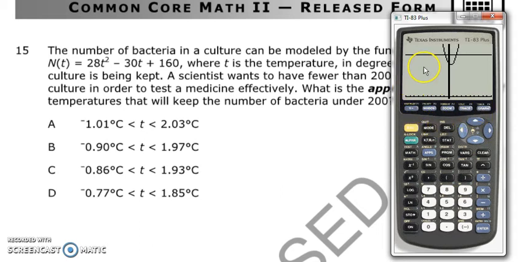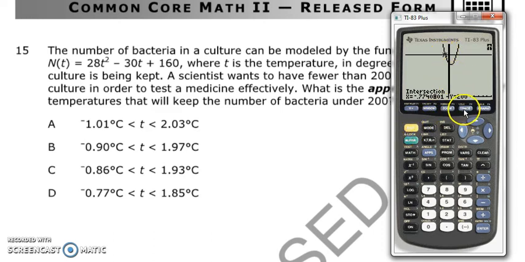And now you can see we have the function. This is n of t, and this line is 200. And so what we want to know is the range of the x values from here to here, the domain of the x values from here to here. And so if we do second calc intersect and enter, enter, enter, we've got negative 0.774. So that's where the function intersects with 200 on the low side.